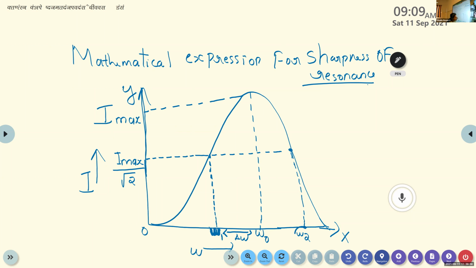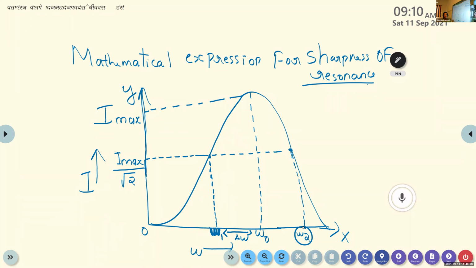Why do we take I max by root 2? That is the condition that we consider here. In effect, I max by 2 into I max by root 2. That is what is taken in our textbook. Then only the power factor becomes 1 by root 2 times of its half cycle. This is the general condition taken in order to solve for the sharpness of resonance and thereby derive an expression for it.